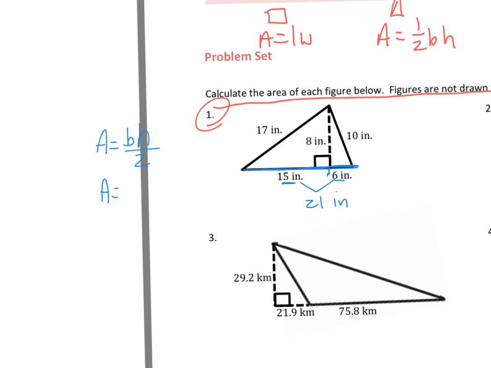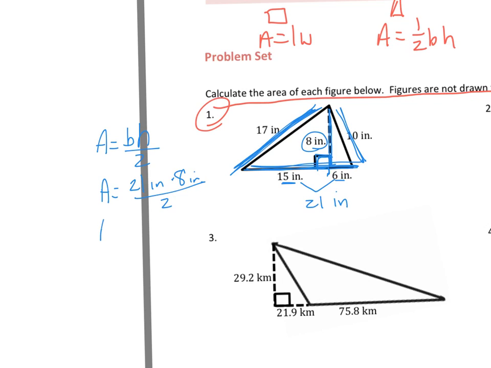Since I'm adding, it's not inches squared. If I were multiplying those two, it would be inches squared, but I'm just adding the 2 units. So 21 inches. That's my base, and my height is where the base meets with a perpendicular line segment. So that's why there's a 90 degree right there, and that's going to be 8 inches. Well, then I'm going to divide that by 2. The 10 over here is this diagonal side, and the 17 is this longer diagonal side.